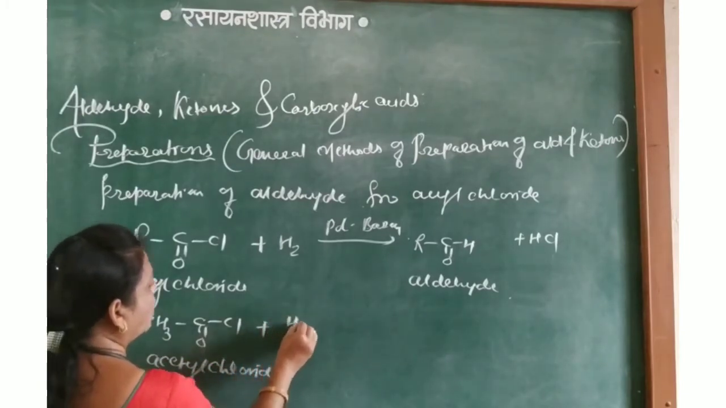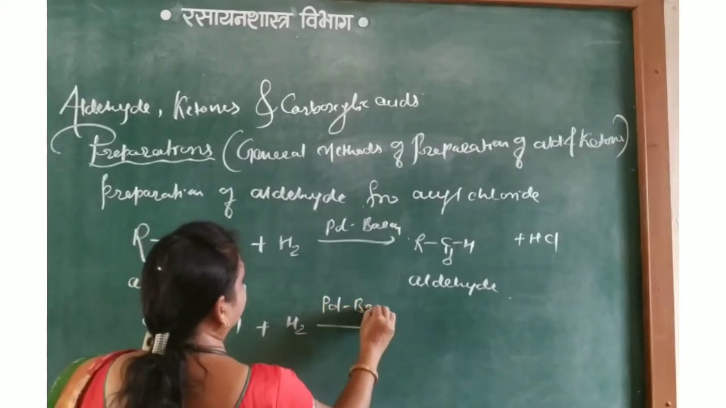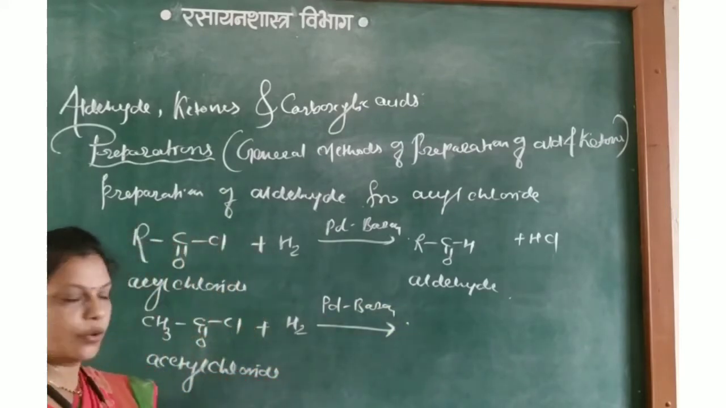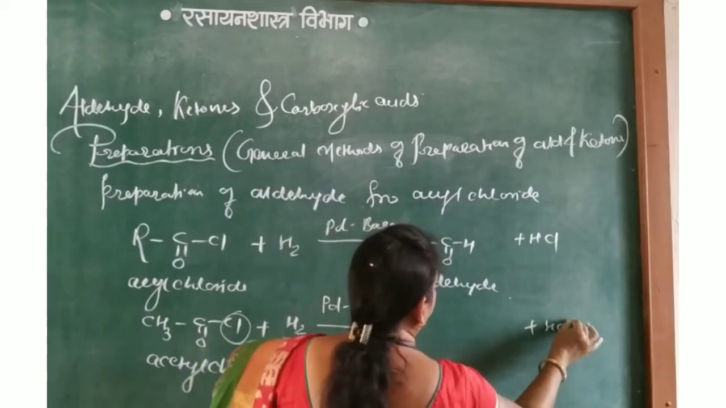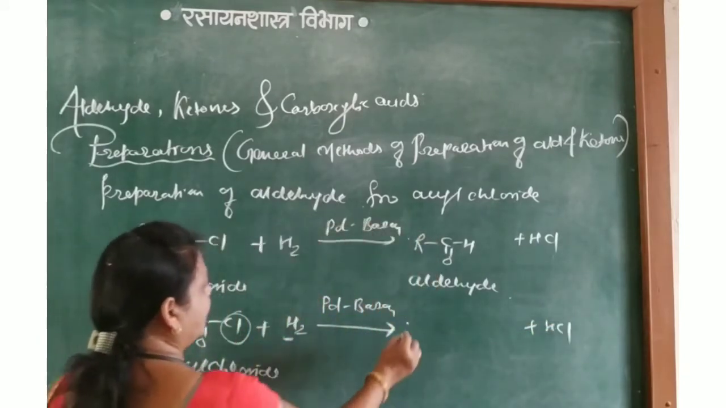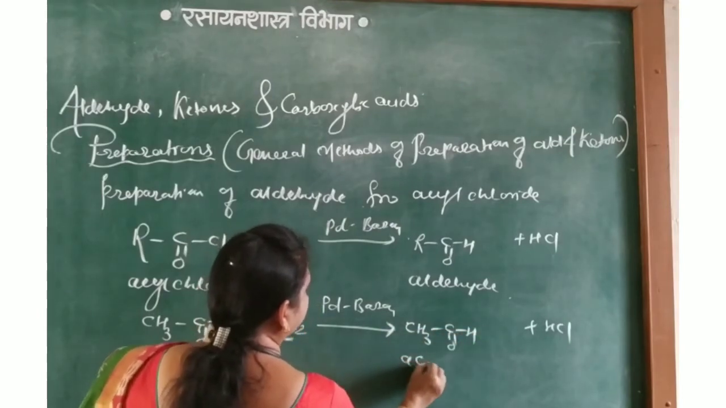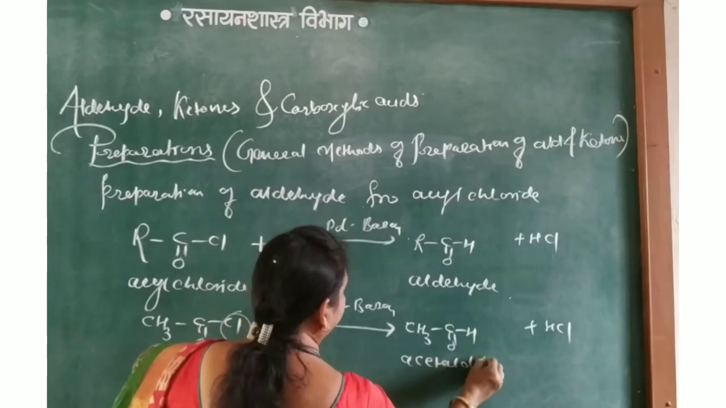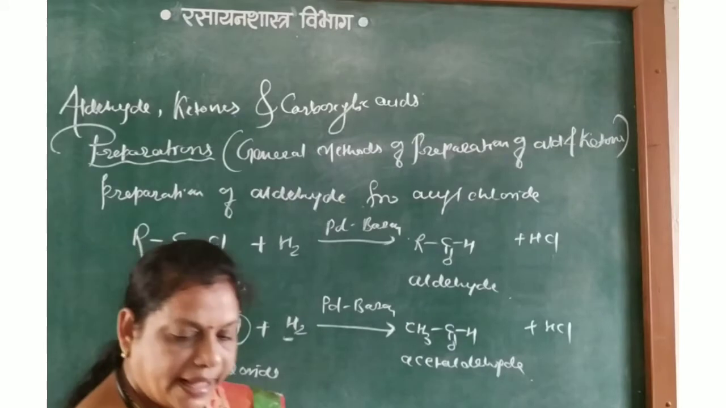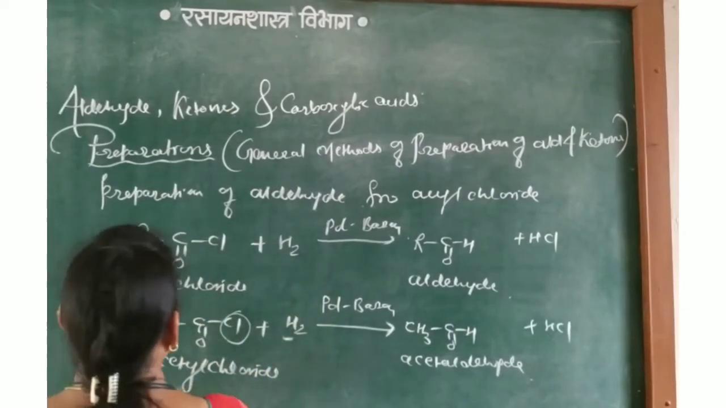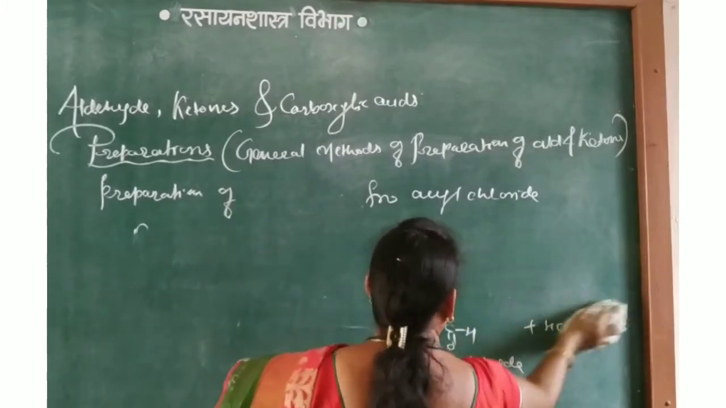Acetyl chloride on hydrogenation in presence of Pd BaSO4, palladium BaSO4. So here HCl is formed with this H, and this Cl gets replaced by H to form CH3 C double bond OH. This is called acetaldehyde. Okay. So next preparation, that is preparation of ketone from acyl chloride.